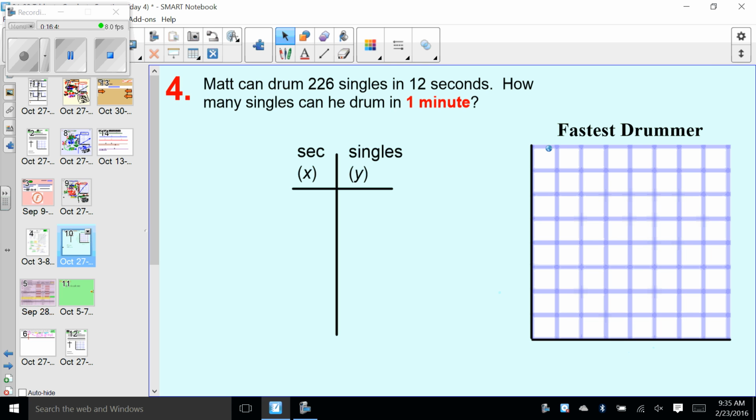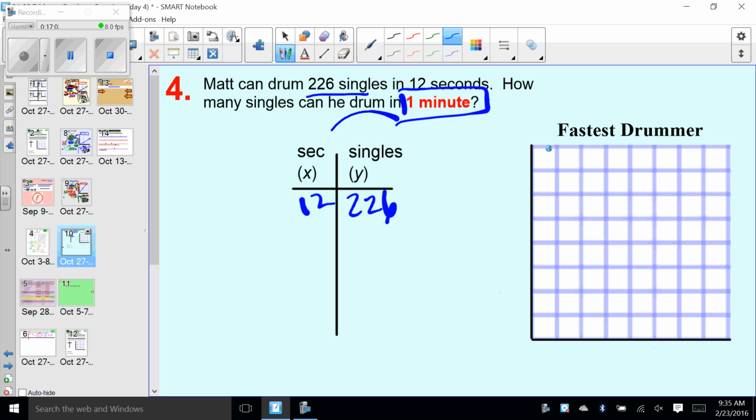Ready? Number 4, Matt can drum 226 singles. Again, if you want to watch that video, you can probably access it on my website. 226 singles in 12 seconds. How many singles can he drum in 1 minute? So I think about where I am going to put those minutes, and the problem is I don't have a label for minutes. I would need to convert that to 60 seconds so that it can go in my table. How many singles in 60 seconds? Unknown.